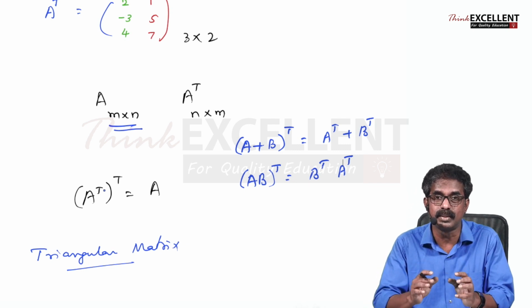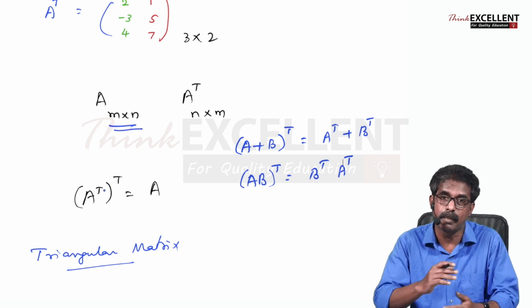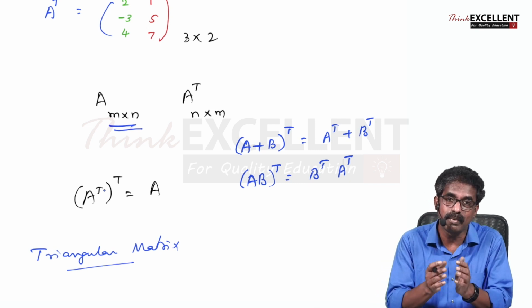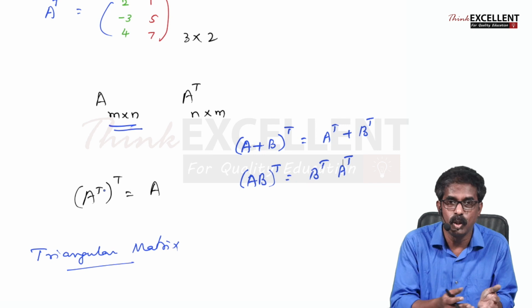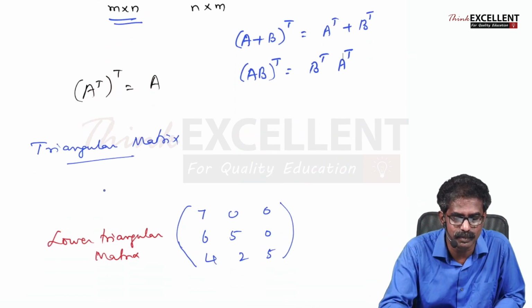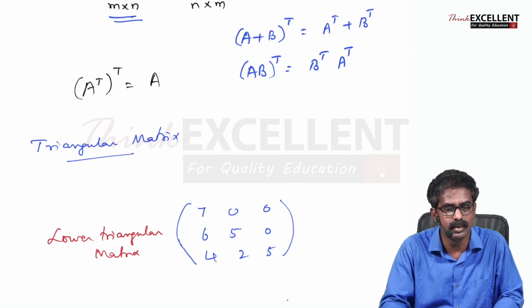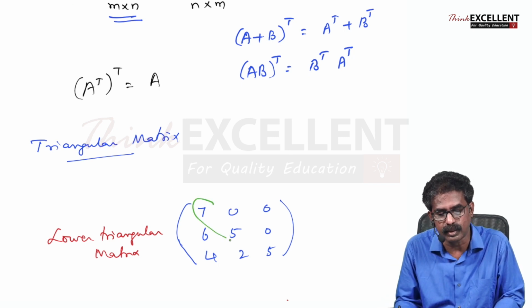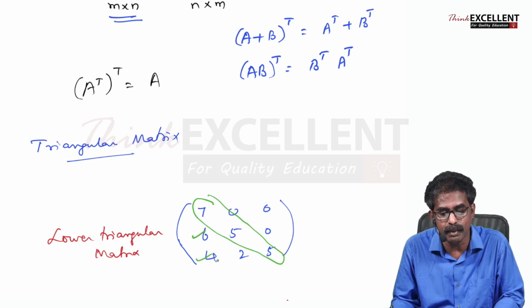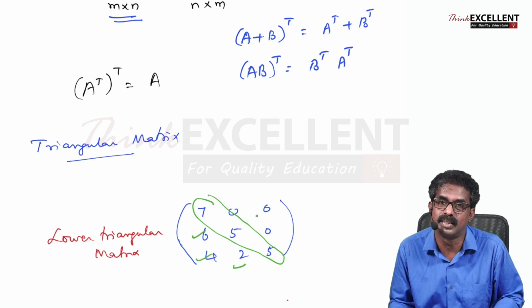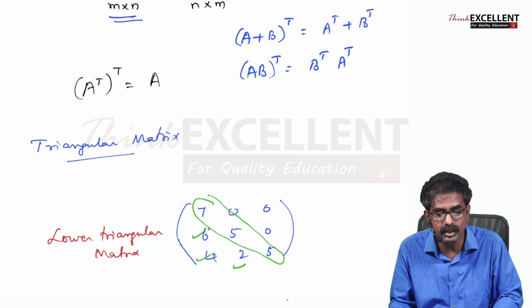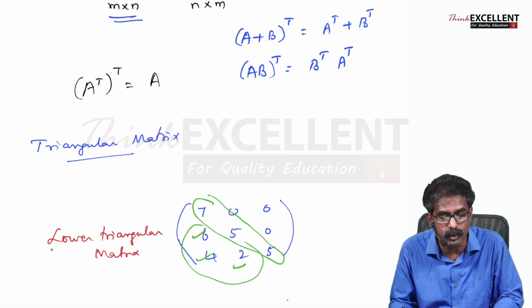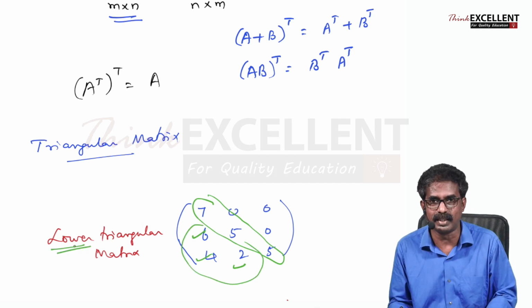If you have non-zero elements in the upper part, it is an upper triangular matrix. If you have non-zero elements in the lower part, it is a lower triangular matrix. See this example. You can see the diagonal, right? 7, 5, 5. This is the principal diagonal. In its lower part you have elements. Upper part is fully zeros, right? So where you have elements in the lower part, what's the name? Lower triangular matrix.